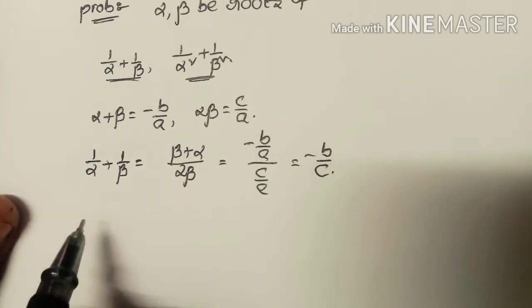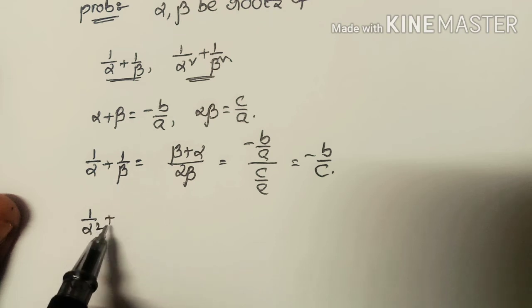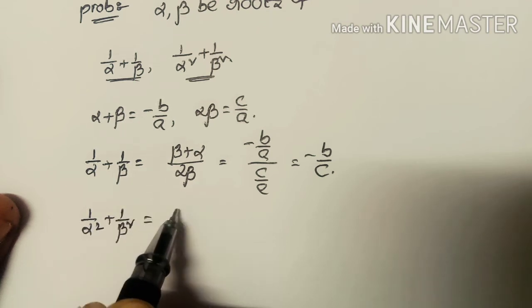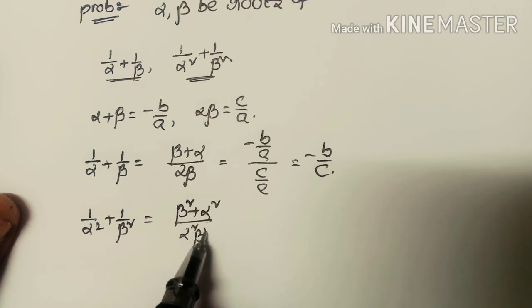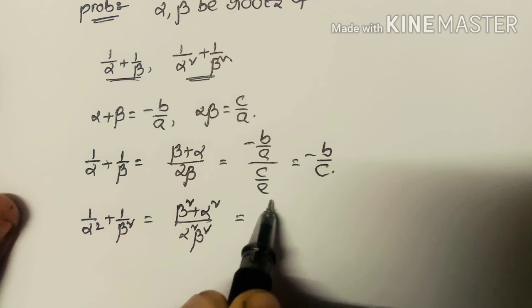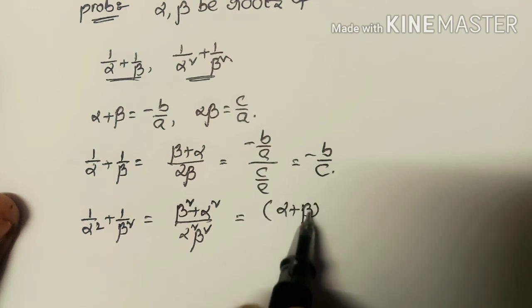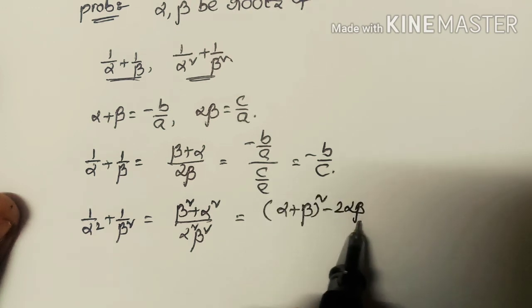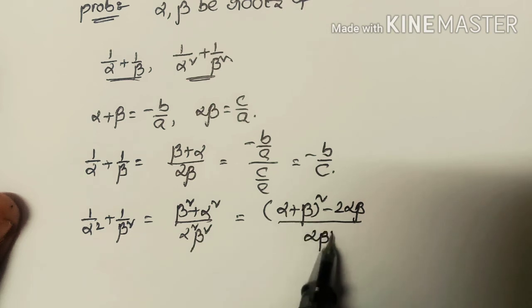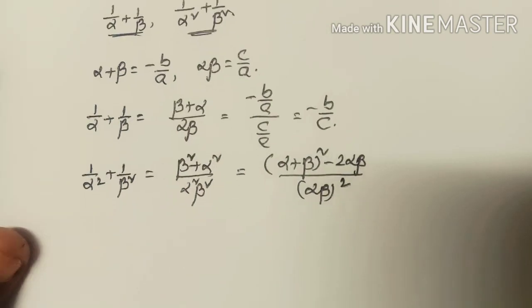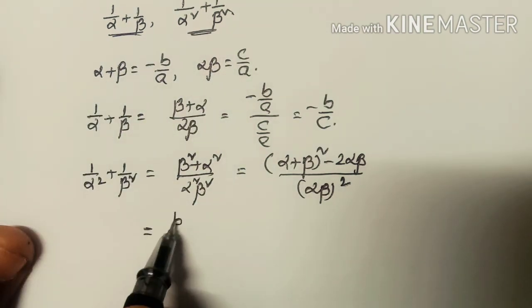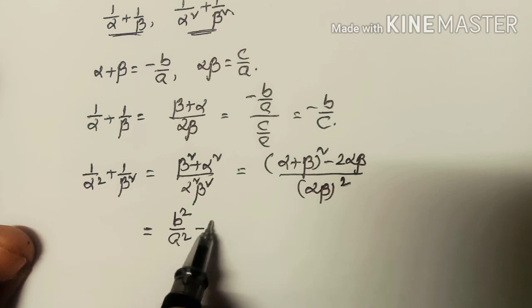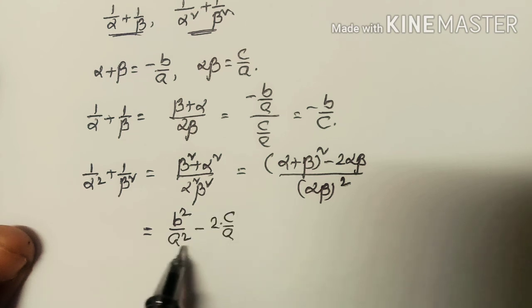And coming to the second case, this is 1 by alpha square plus 1 by beta square. By taking LCM we get beta square plus alpha square by alpha square beta square, and this equals alpha square plus beta square, that is nothing but alpha plus beta whole square minus 2 alpha beta, by alpha square beta square, which is alpha beta whole square. Replacing the values now, alpha plus beta is minus b by a whole square, b square by a square, minus 2 into alpha beta value c by a, by alpha beta whole square, that is c square by a square.